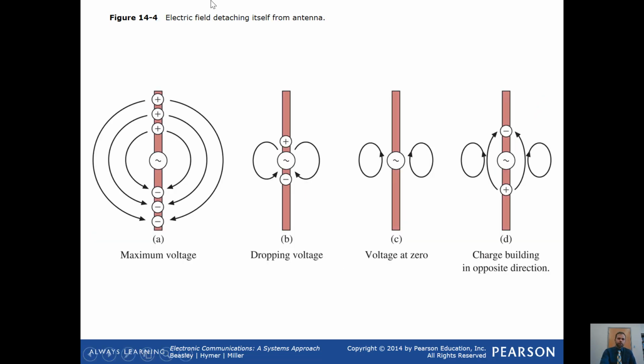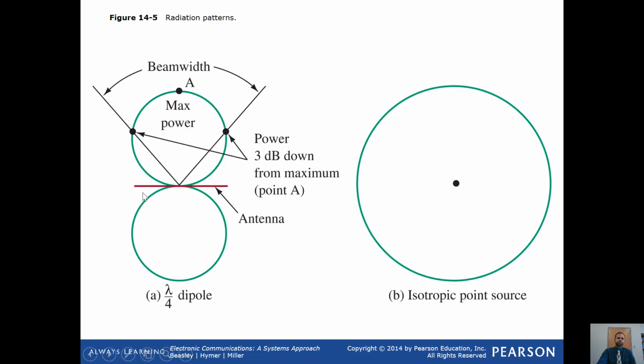Here is your electric field detaching itself from the antenna. So here you get your maximum voltage. Here's a dropping voltage. Voltage is at 0 here, and then the charge is building now in the opposite direction. So this is what's happening with the electromagnetic field around your antenna as your AC waveform goes.